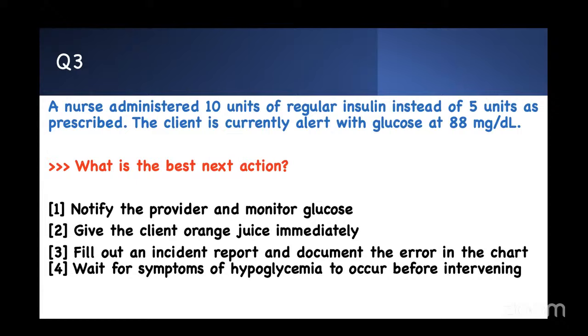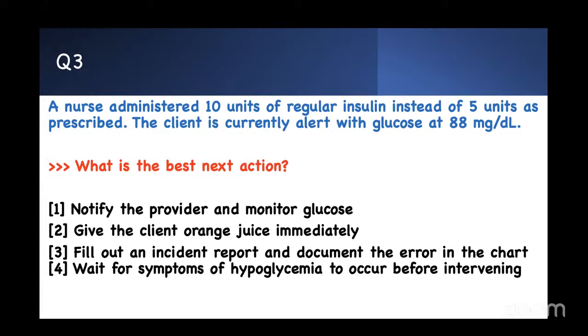A nurse administered 10 units of regular insulin instead of 5 units as prescribed. The client is currently alert with a glucose of 88. I said, when you answer a question, go for the bars rate. Rewrite the question in your own words. What does the question say? Critical thinking. Like I said, stop and don't answer the question yet.